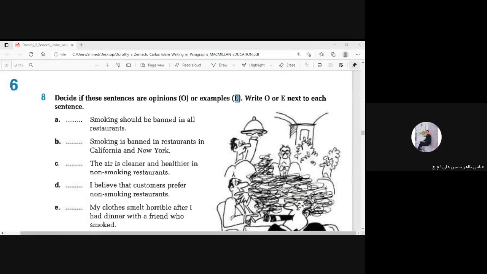With E: My clothes smelled horrible after I had dinner with a friend who smoked. That is a fact, but Abbas, in this exercise we are not choosing between fact and opinion. Now we have to choose whether this sentence or that sentence is an example or an opinion. So the comparison is between an example and an opinion. You decide.